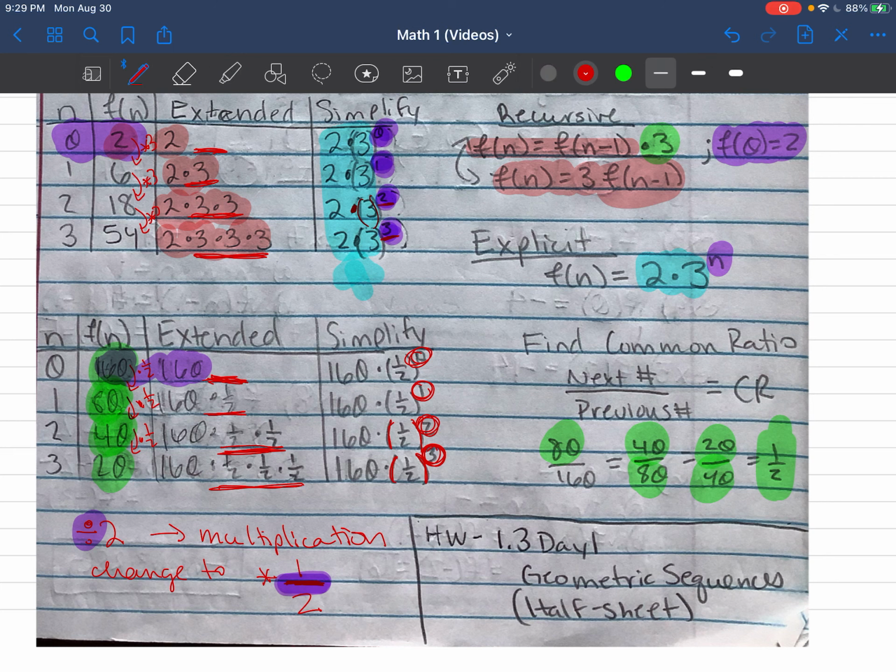Or sometimes it's going to write it as a decimal. The decimal would be 0.5. But these are the same thing.